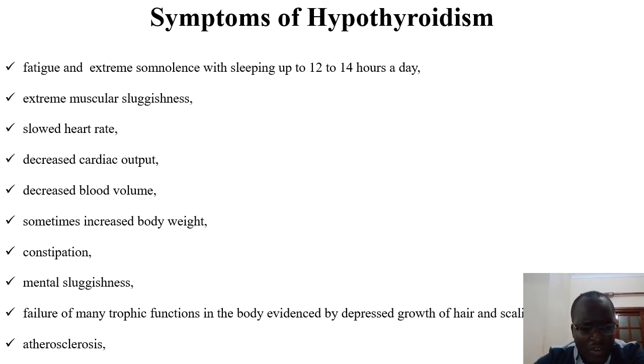Failure of many trophic functions in the body, evidenced by depressed growth of the hair, scaliness of the skin, atherosclerosis. So you can have atherosclerosis because you're not using triglycerides, phospholipids, or cholesterol as a source of energy. So there will be accumulation of cholesterol and triglycerides in the blood vessels that will bring about hardening, atherosclerosis. And atherosclerosis can result in cardiovascular diseases that can affect the patient.